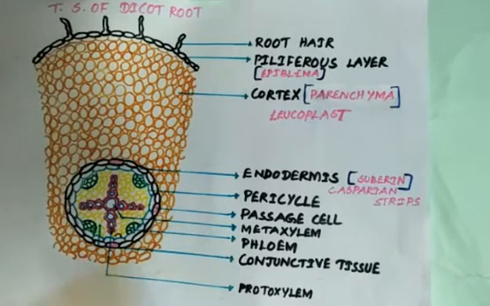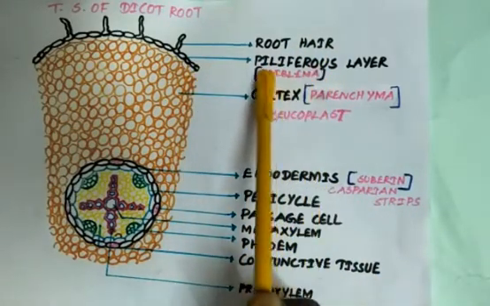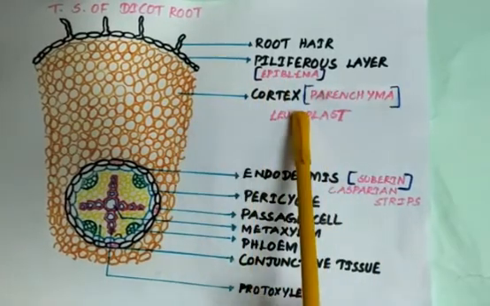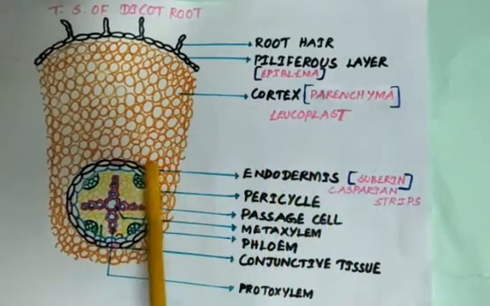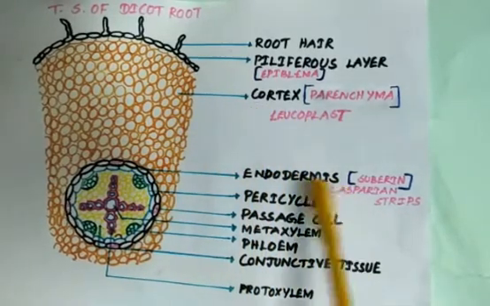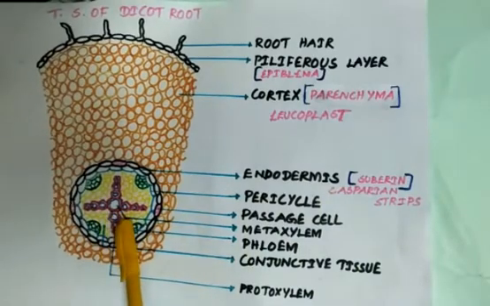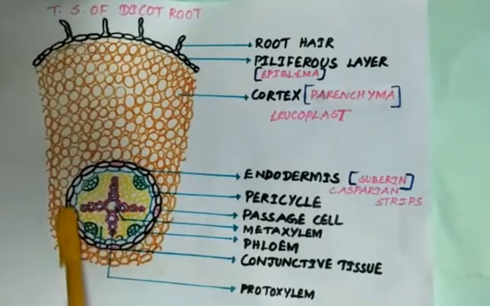Once again, I recall the points. First, the outermost layer of this root is known as piliferous layer. The next layer is known as cortex. Cortex is made up of parenchyma cells. The innermost layer of the cortex is known as endodermis. The central portion of this root is known as stele. Stele contains pericycle and vascular tissues.